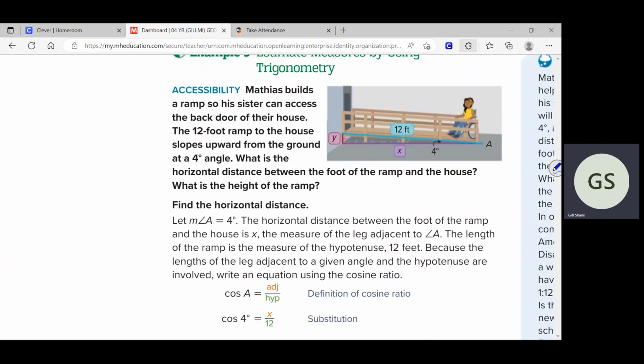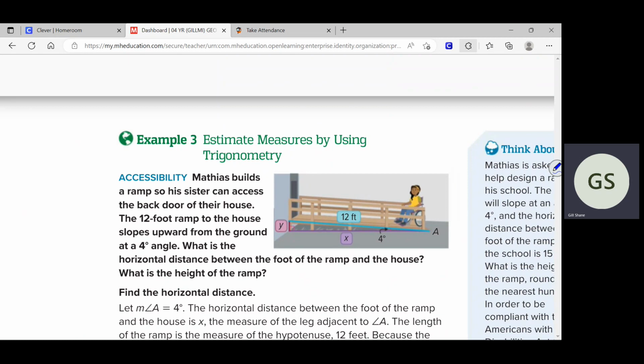So I want you to try to solve for x and y on this problem. They give you a measure of an angle, so that means you're going to be using either cosine, tangent, or sine based on where that angle is. So that's angle A. So based on the fact that it's angle A, you have to figure out which function to use, depending on whether you are solving for y or whether you're solving for x.